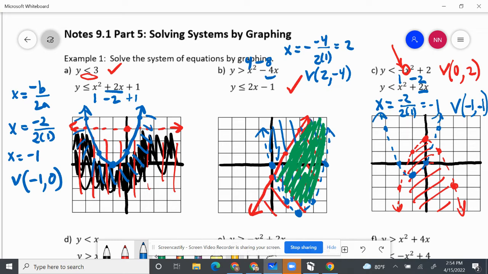Since it's less than, I look at the vertex. Less than would be below, so I'm doing everything below. And then my answer is where they overlap, and where they overlap is going to be all in here. Okay, pause the video, try those next 3 and see how you do.